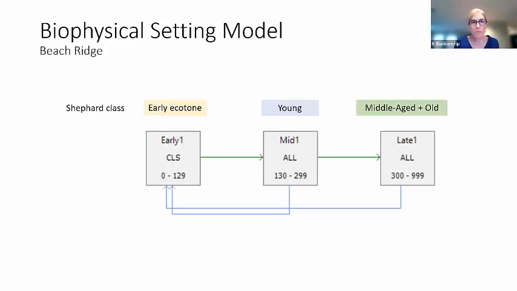And so in our Landfire model, we followed the example from Shepard's work, and we defined our classes. We use a little different terminology, but the idea is the same. We've got an early state representing that early ecotone, a mid state representing the young forest, and a late state representing the middle-aged and old forest.